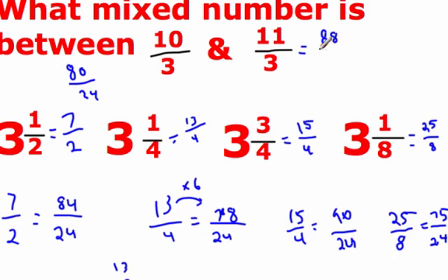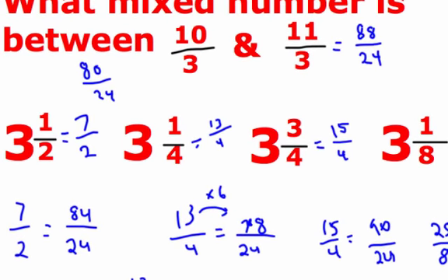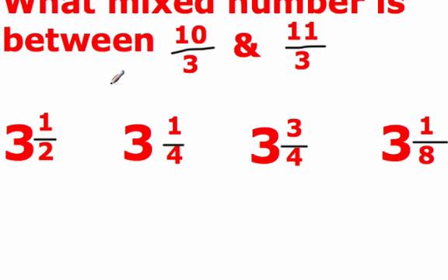So in the end, what this problem boils down to is what is between 80/24ths and 88/24ths. And luckily, we can see right here pretty clearly that 84/24ths is going to be between 80 and 88. 78 is not. 90 is too high, and 75 is too low. I'm going to look at this problem one more way, though, and maybe you'll like this way a little better.